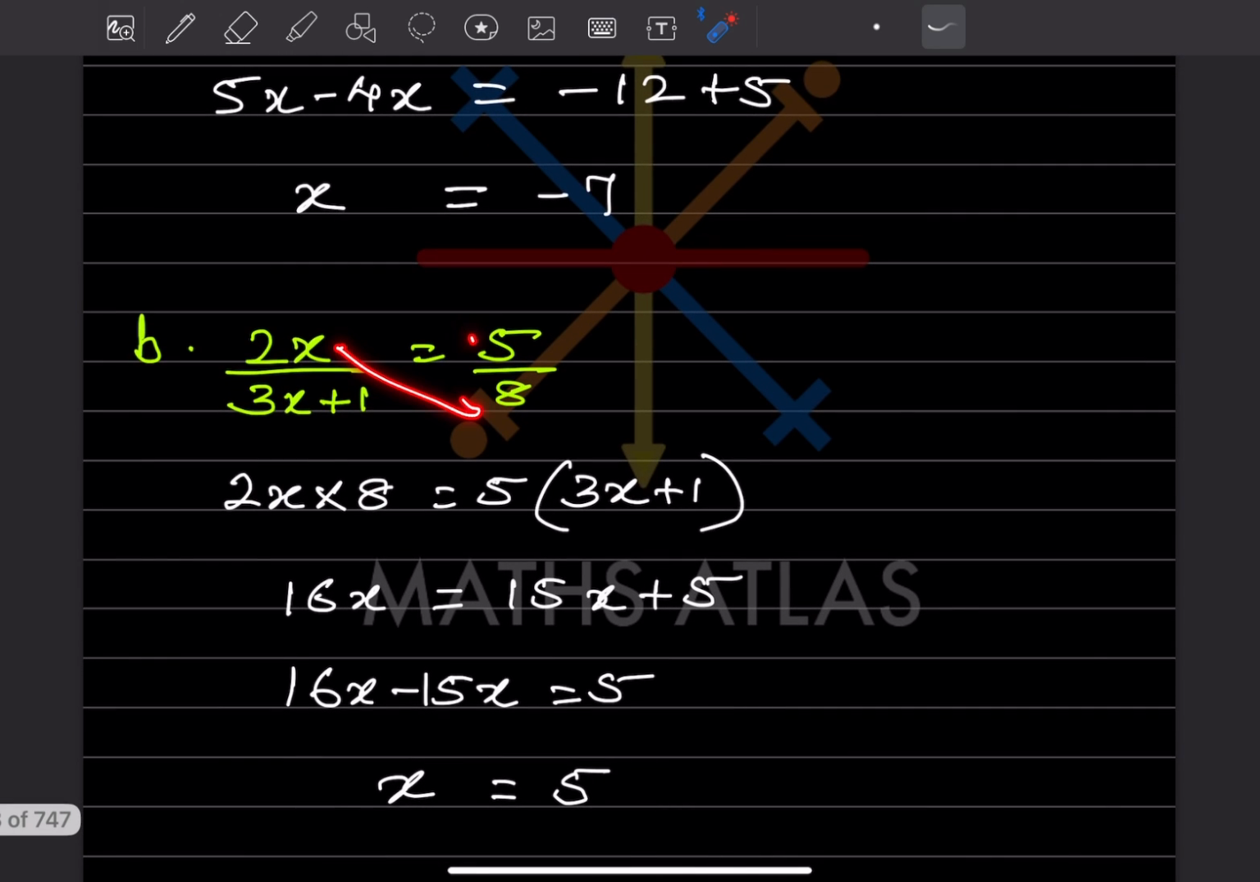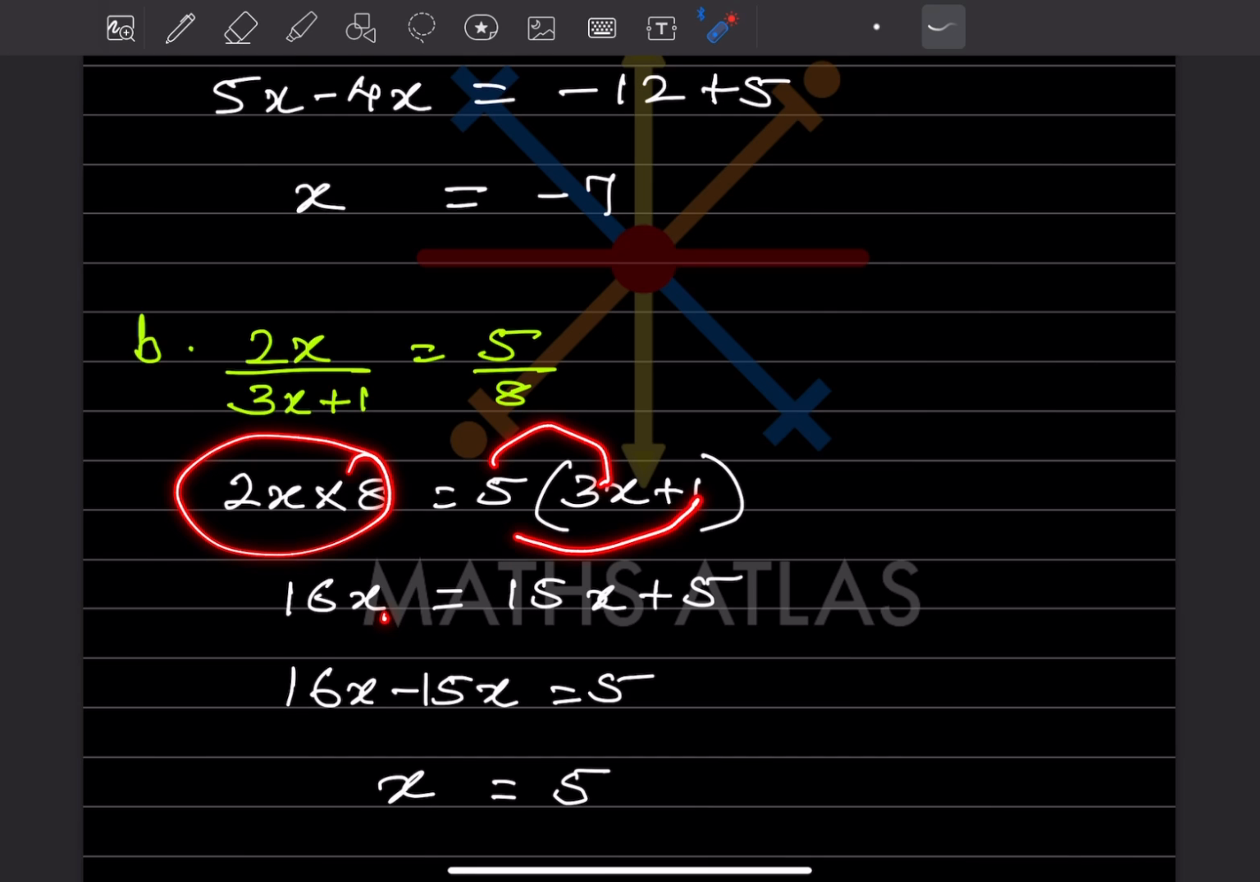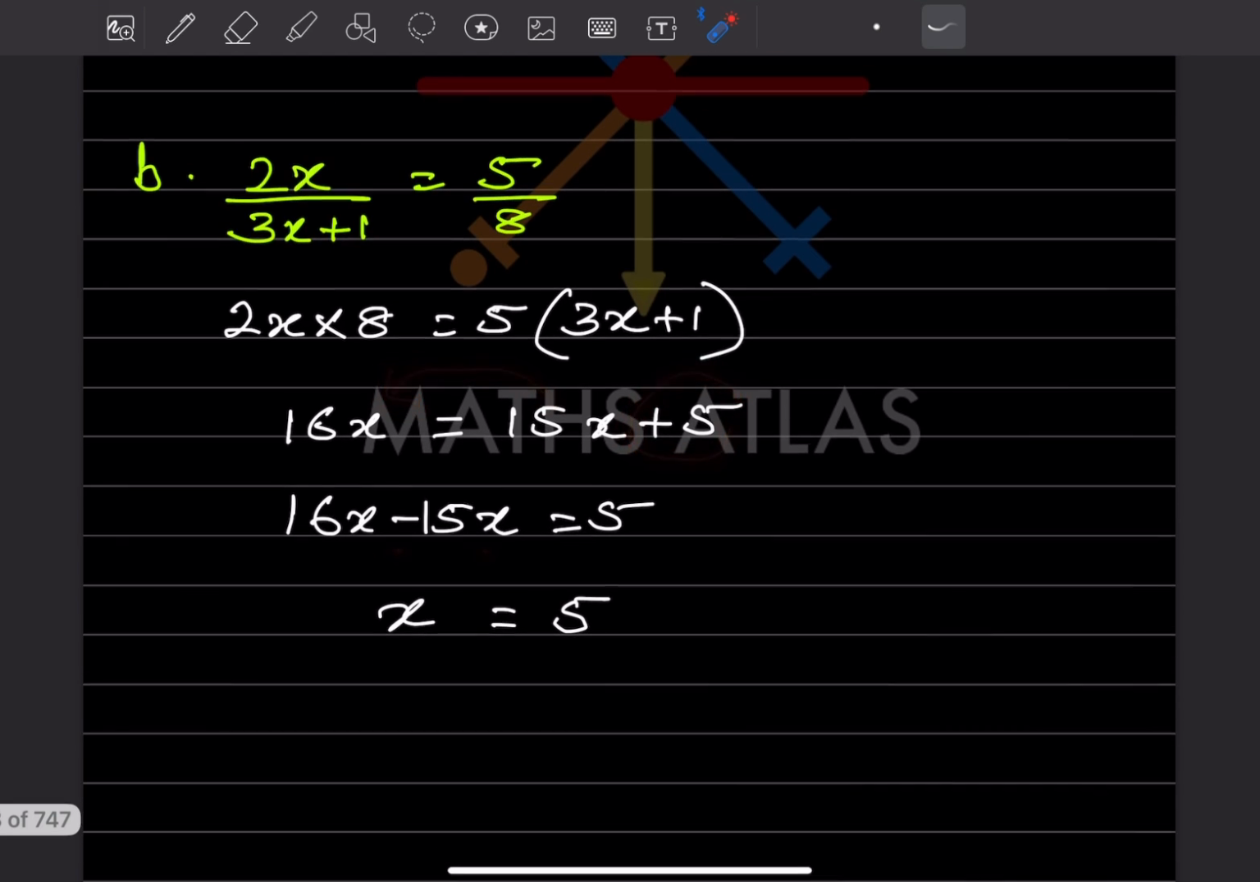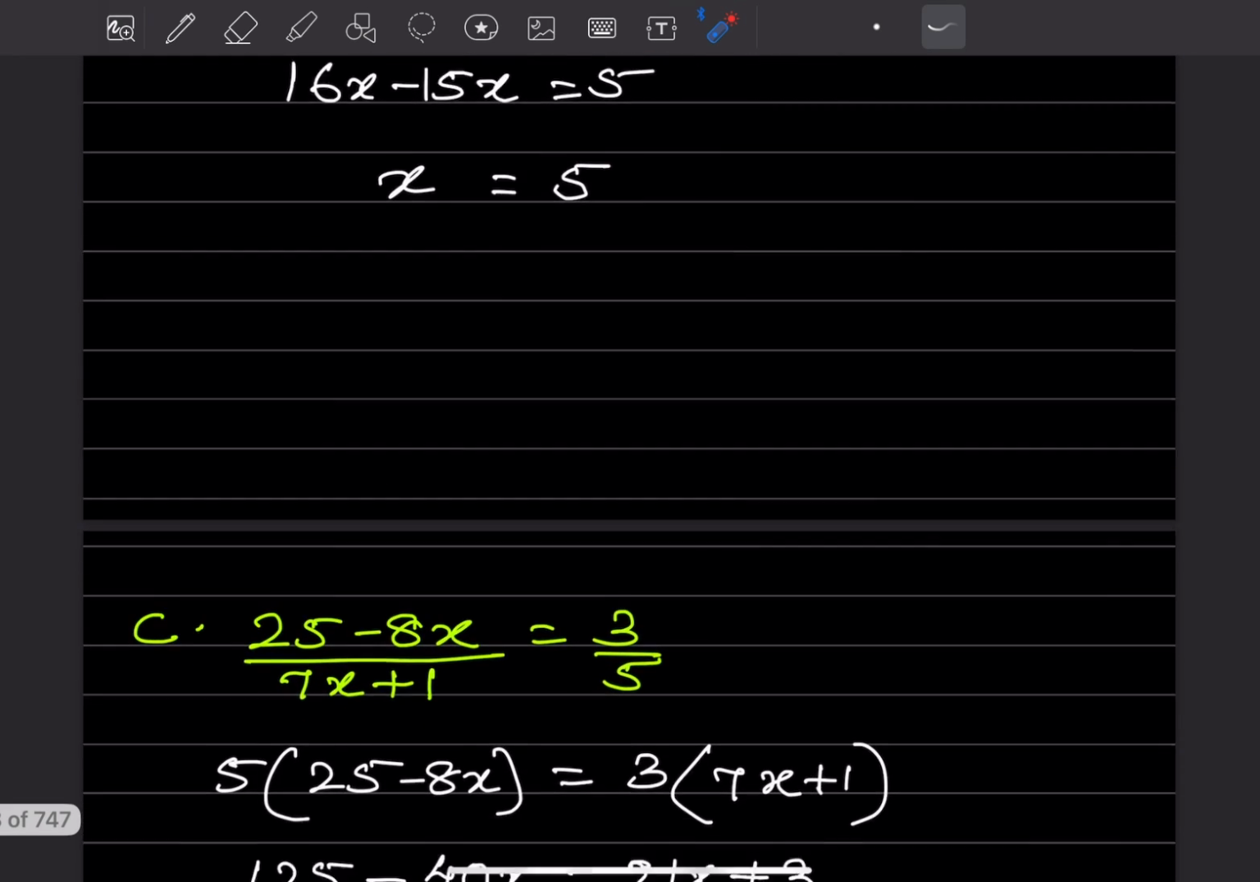Same here, we are going to cross multiply. 2x into 8 is equal to 5 into (3x plus 1). So this is going to be 16x equals 15x plus 5. So this x will go on this side, so that will be 16x minus 15x will be 5. So this will be x, that is x is equal to 5.